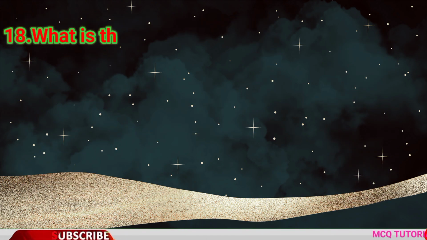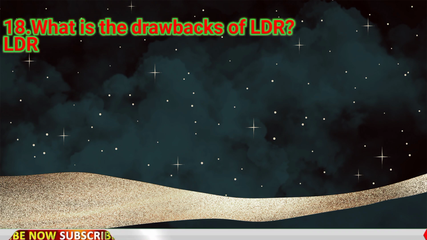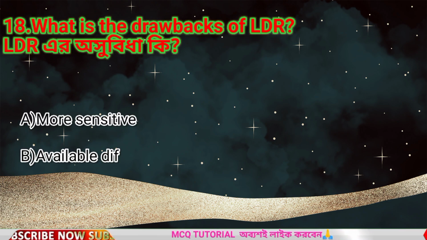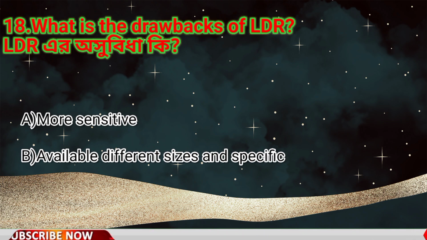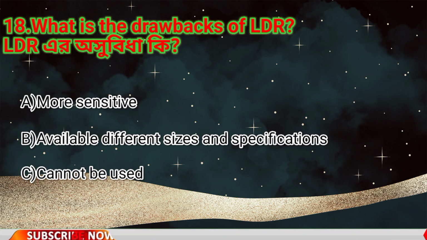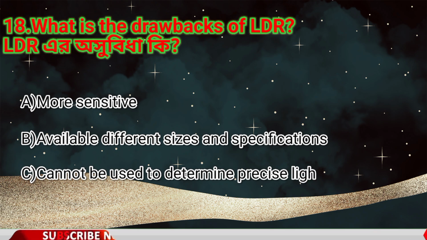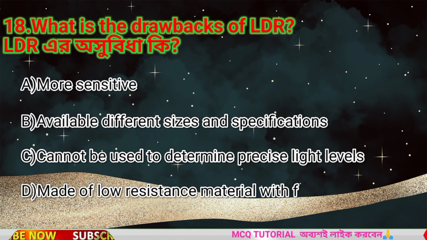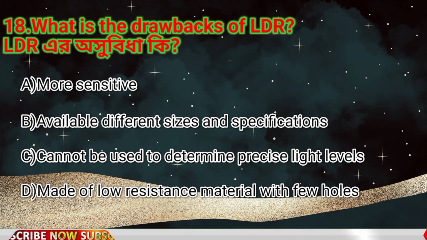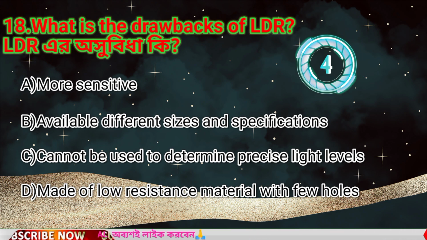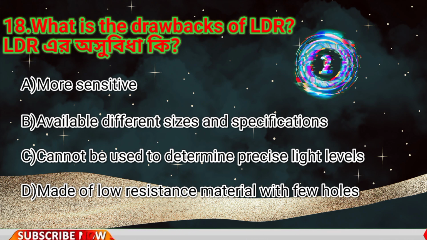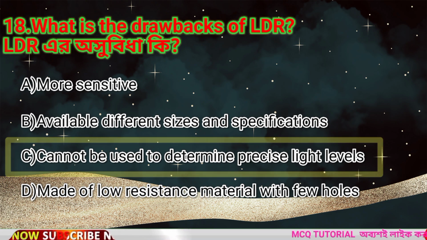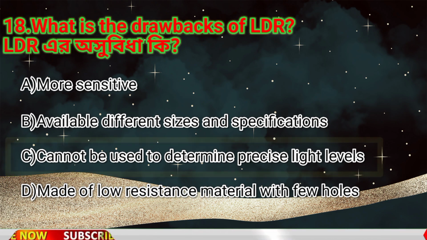What is the drawbacks of LDR? Option A more sensitivity. Option B available different size and specification. Option C cannot be used to determine precise light level. Option D made of low resistance material with few holes. উত্তর হবে অপশন সি cannot be used to determine precise light level.